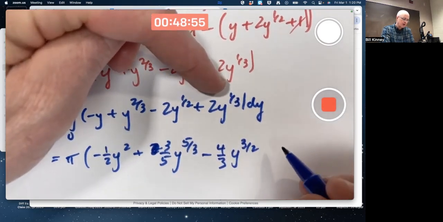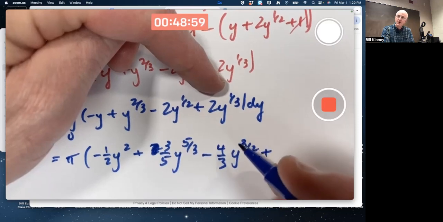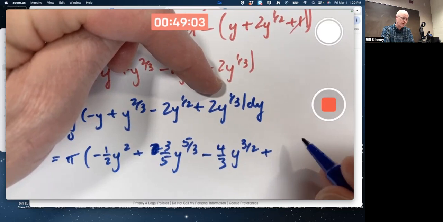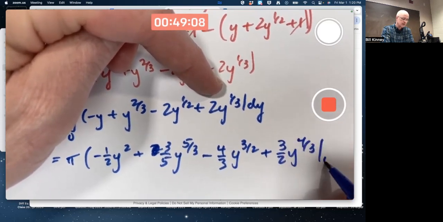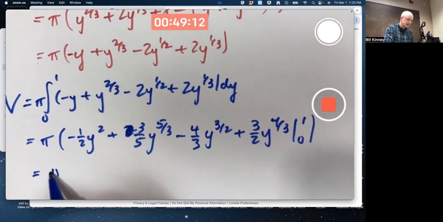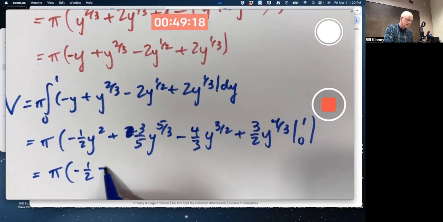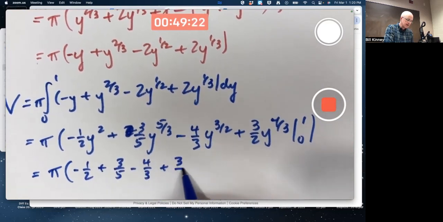1/3 plus 1 is 4/3. Dividing by 4/3 is the same as multiplying by 3/4. 3/4 times 2 is 6/4 or 3/2 y to the 4/3. Plug in 0, you'll get 0. Plug in 1. 1 to any power is 1. So the same kind of thing happens as before. We need a common denominator.